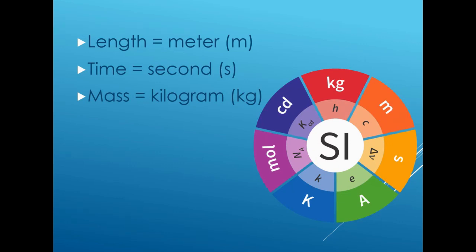So length is measured in meters, and meters is abbreviated with a lowercase m. Time is measured in seconds, which has the symbol s. And a kilogram is a unit for mass and is labeled kg. Now notice that the mass unit is somewhat unique, in that it already has a prefix. We'll come back to that in a second and we'll talk about why.